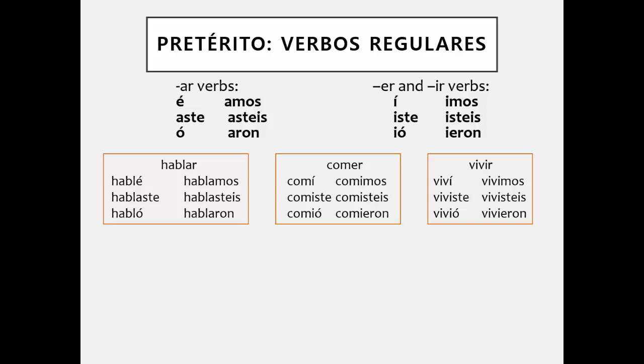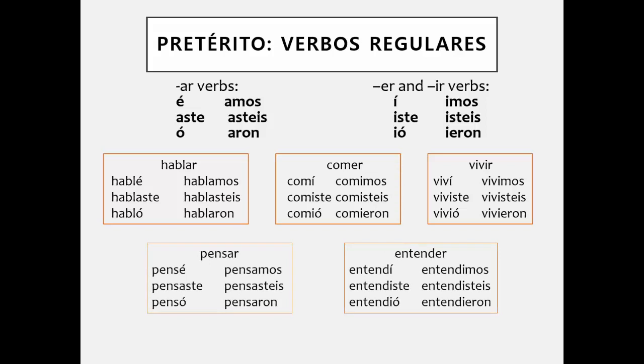But wait, it gets better! Remember all those stem-changing verbs in the present tense? Remember the ones that frustrated us because it took seemingly forever to learn which stem change they had? Yeah, well, not here. In the preterite, the number of verbs that are stem changing is drastically reduced. That means most of the stem changing verbs you learned for the present, like pensar and entender, are perfectly normal in the preterite. No stem changing at all.